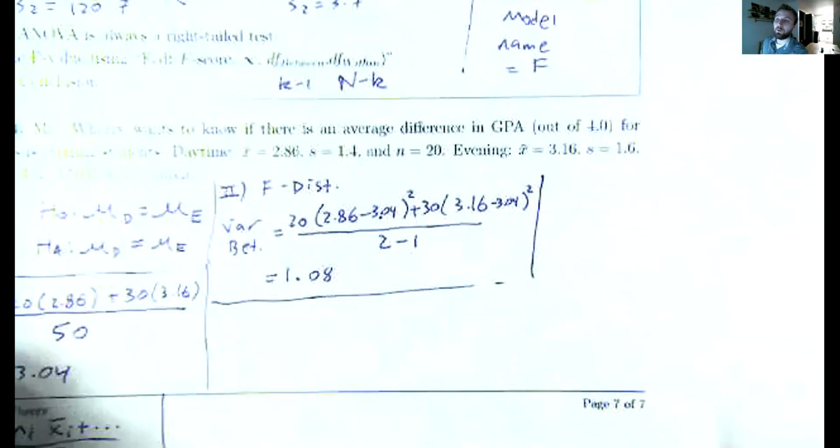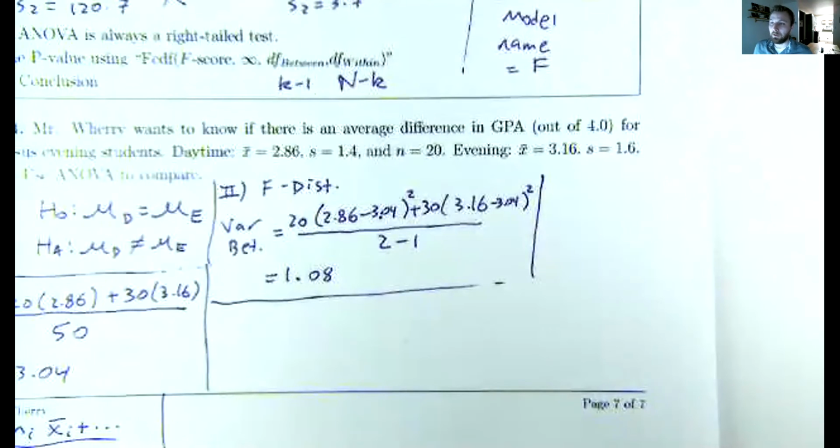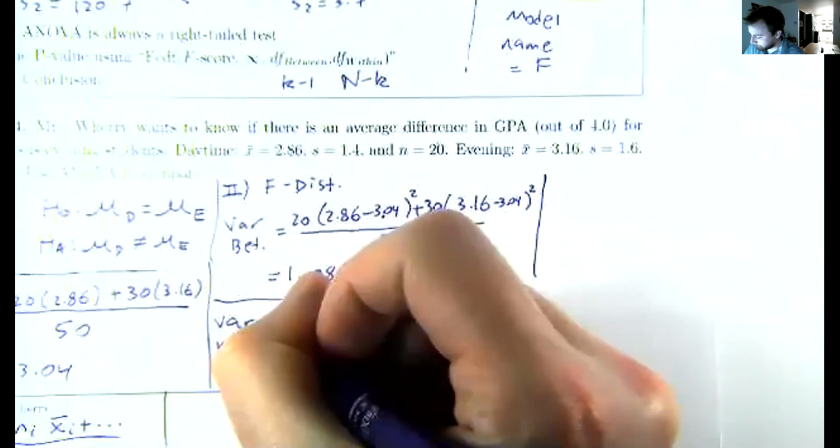So I have used up 1.08 units of variation. I don't know if that's a lot or a little because I don't know how much I was allowed to take. I don't know what my bank account looked like. So let's find the variation within. This is my bank account.